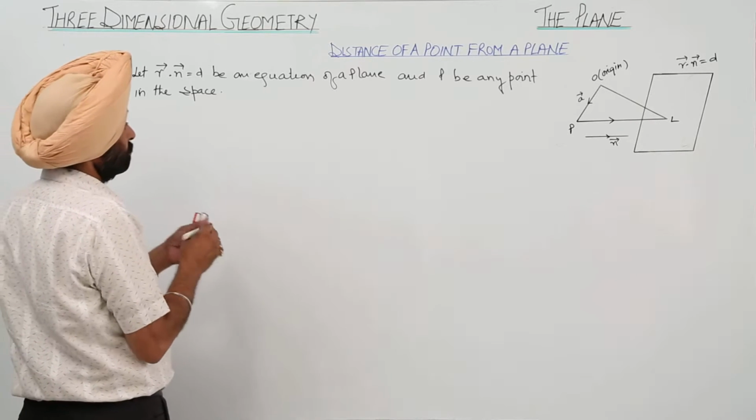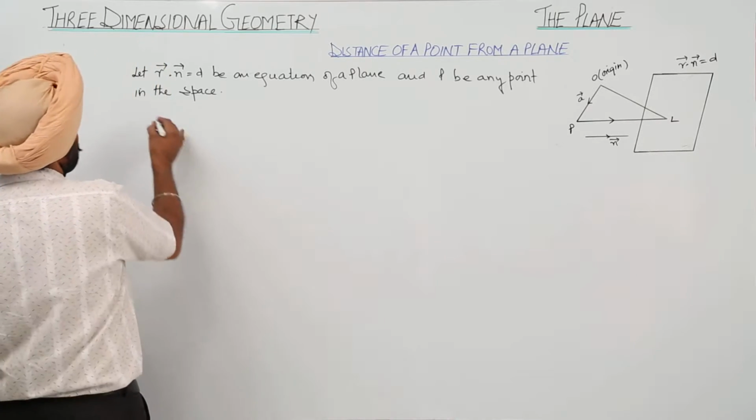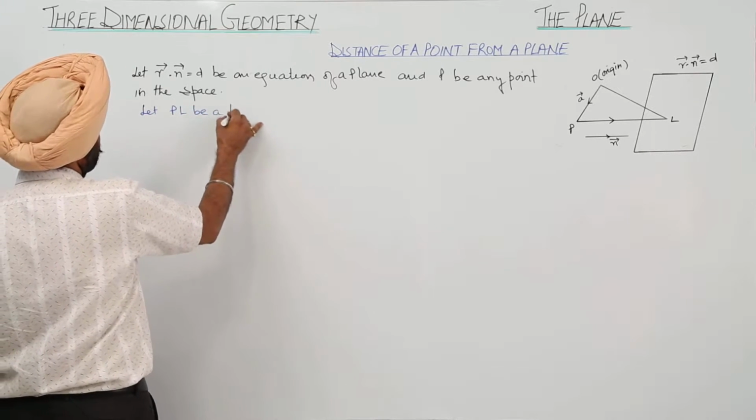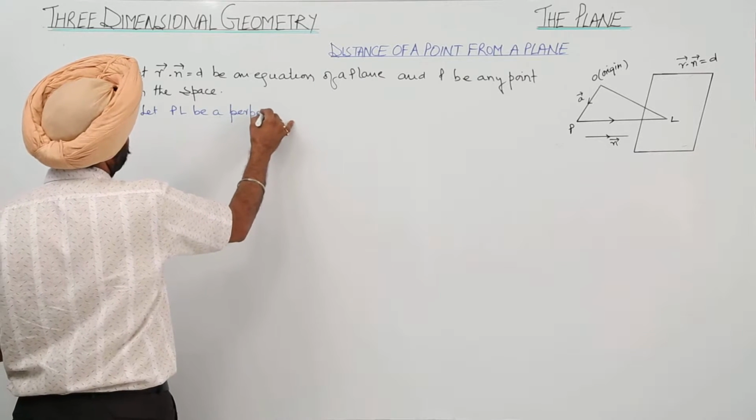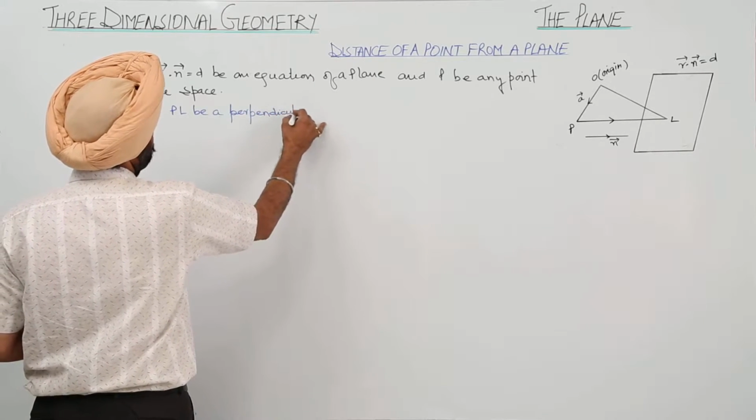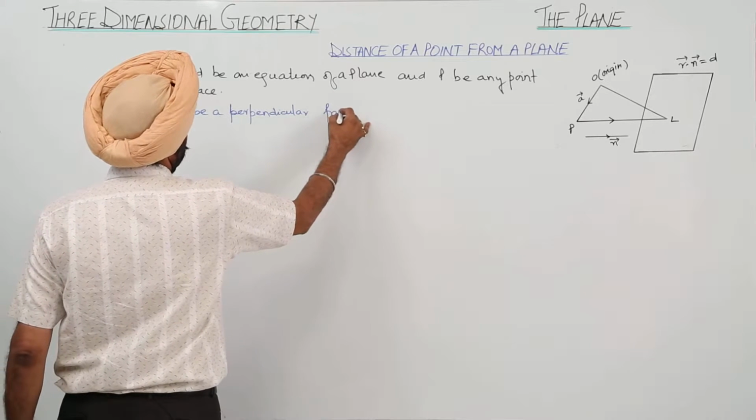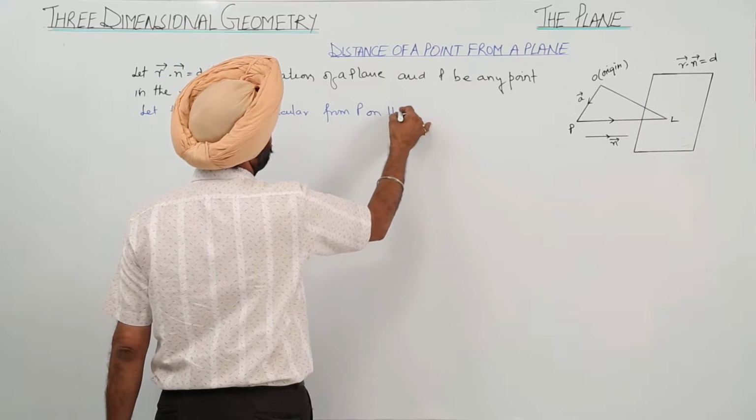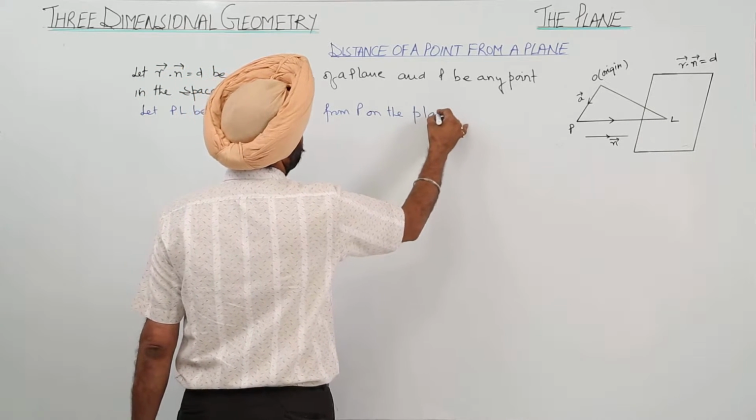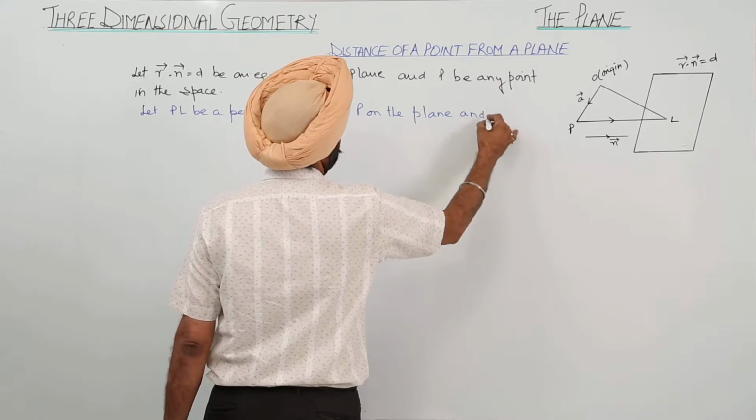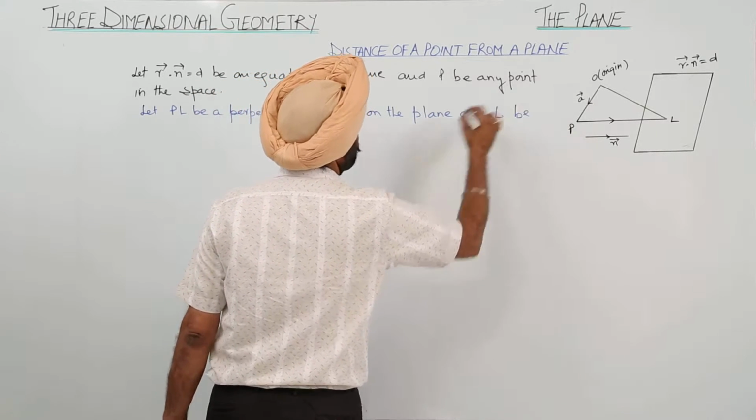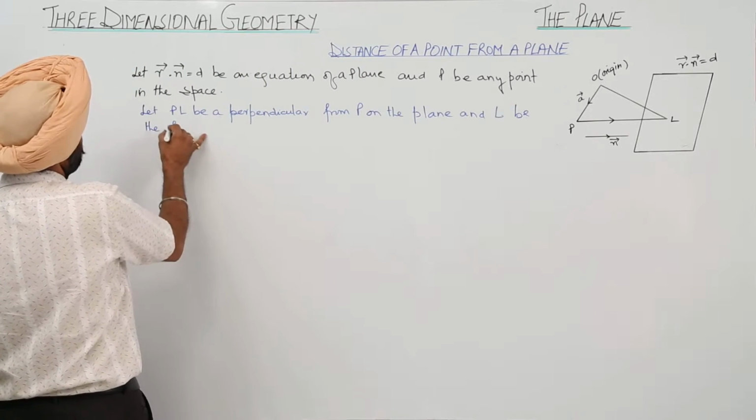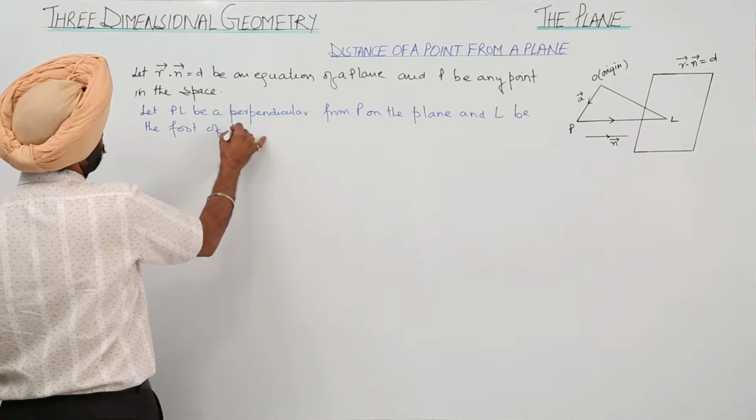Now, let PL be a perpendicular from point P on the plane and point L be the foot of the perpendicular. Point L be the foot of perpendicular.